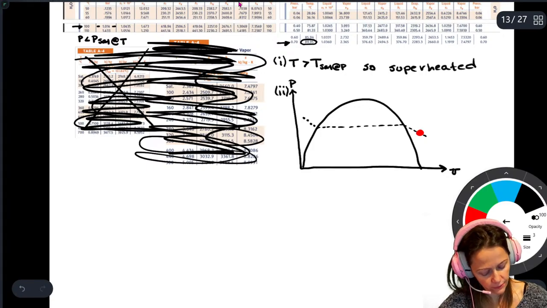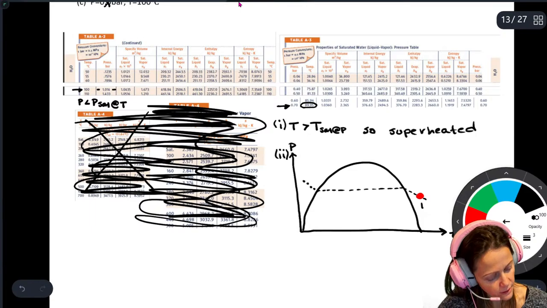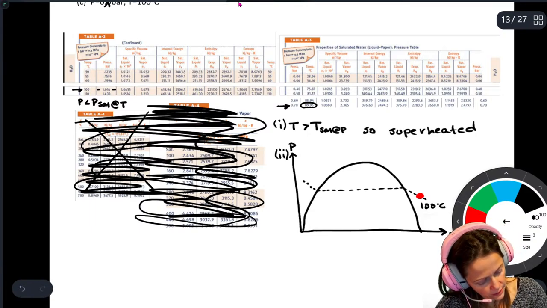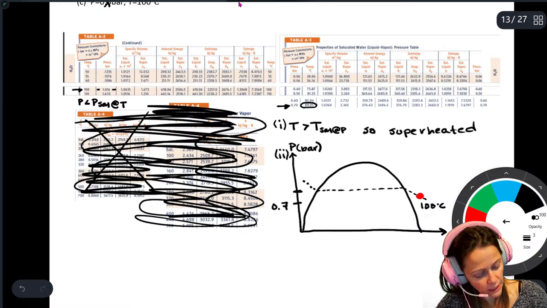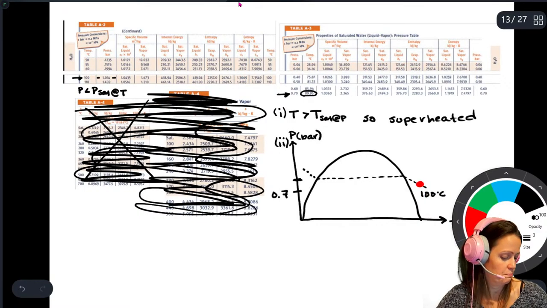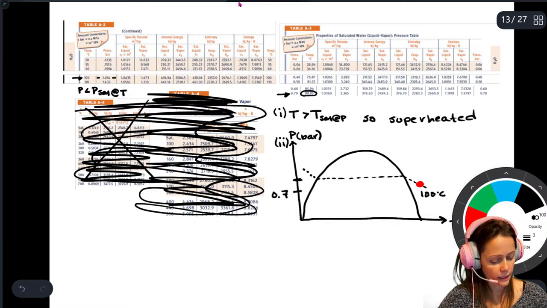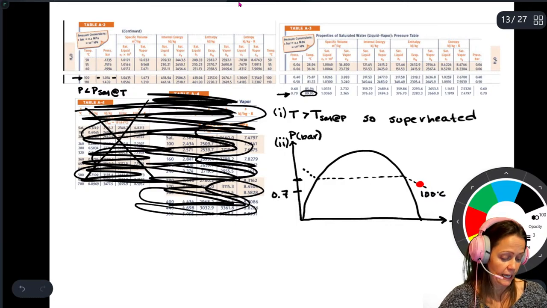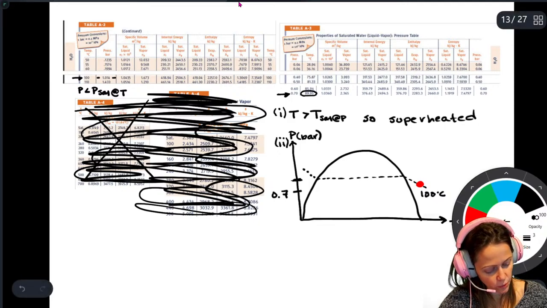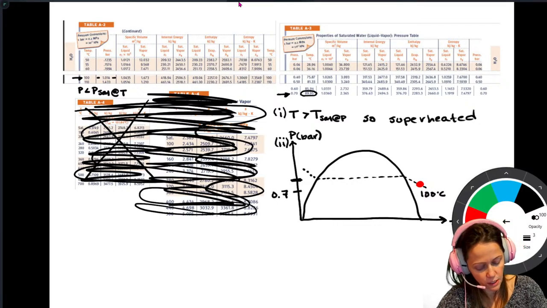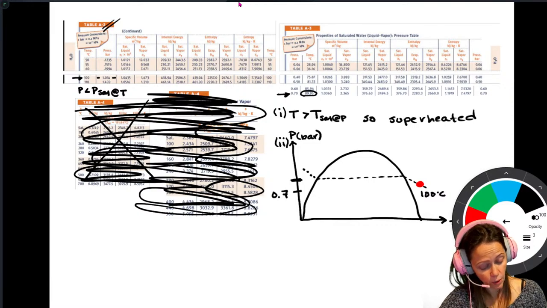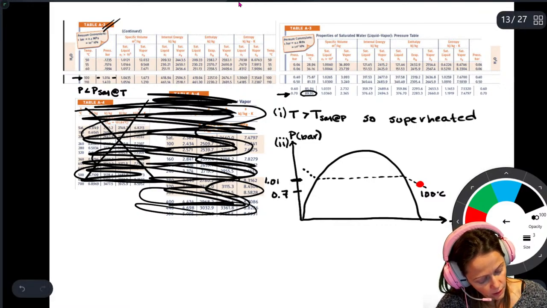So anywhere along this line right here, we were at 100 degrees. So that's 100 degrees Celsius. And then this pressure was 0.7 bar. I've marked where the pressure and the temperature are, but I could further justify to myself that this is where that dot lands, because the pressure that corresponds with this dotted line here in the saturation region would be the saturation pressure at 100 degrees Celsius, which we can find over here on table A2, and it's 1.014. All right.